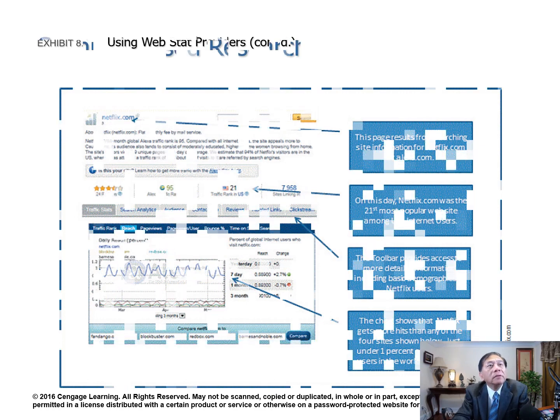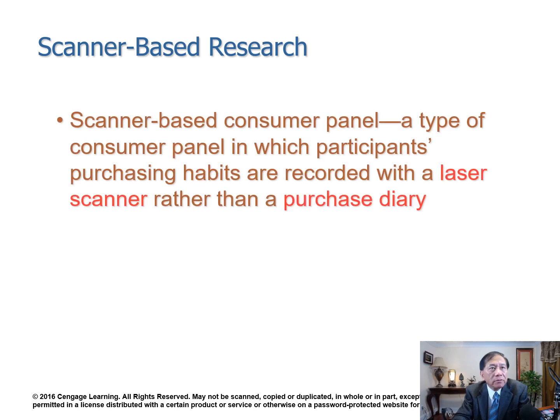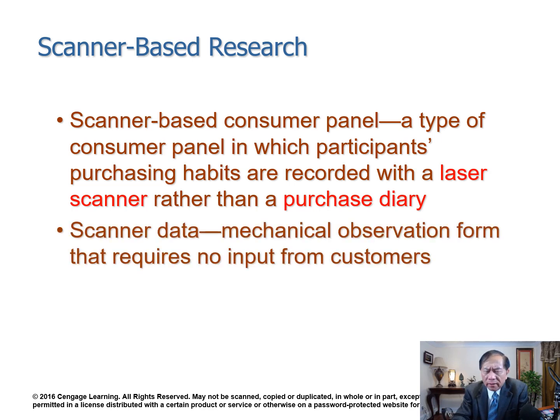Scanner-based research. A scanner-based consumer panel is a type of consumer panel in which the participants' purchasing habits are recorded with a laser scanner rather than a purchase diary. Before, they used a purchase diary and had people write down what they purchased. Now they just scan the items and it records automatically. The scanner data is mechanical observation that requires no input from customers.